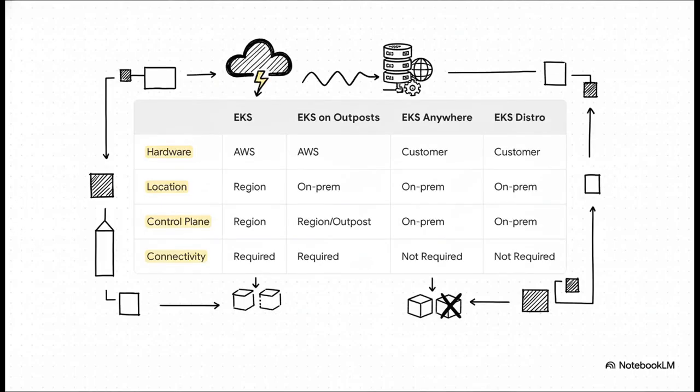Okay, this table really lays it all out. As you move from left to right, from standard EKS over to EKS Anywhere, you can see how the responsibility for things like hardware, location, and even the control plane itself shifts from AWS over to you. And look at that last row, connectivity, that's a really important one. Options like EKS Anywhere can run completely disconnected from the cloud.